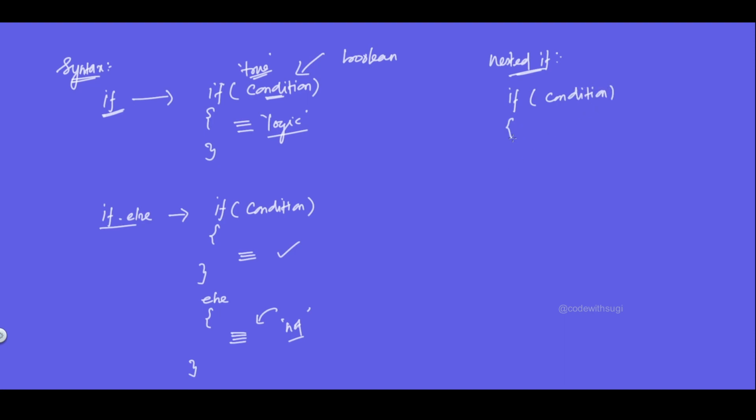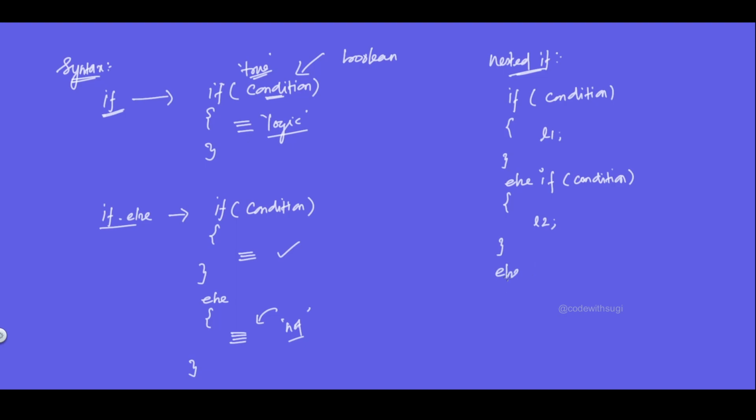Okay, if the condition is satisfied, execute this logic L1. Fine. And if the condition is not satisfied, and if the next condition is satisfied, then you have to execute this L2, this line of code.